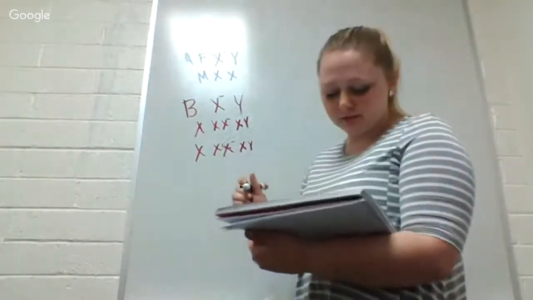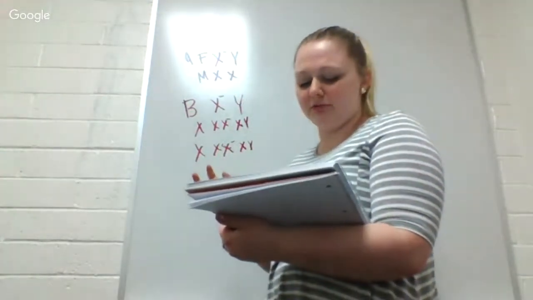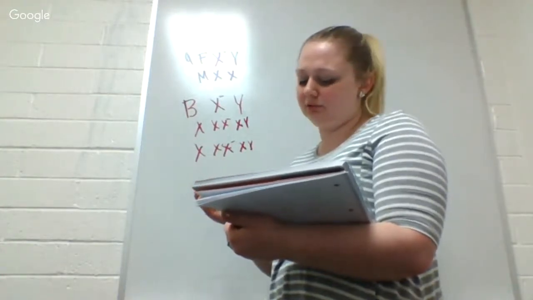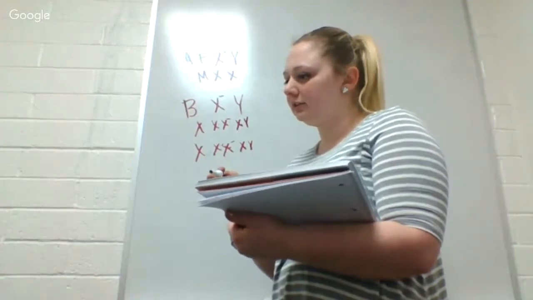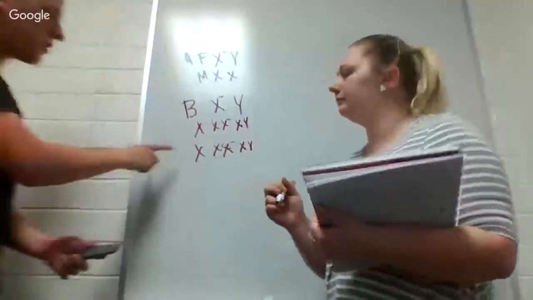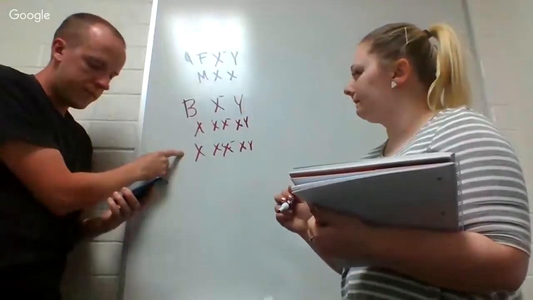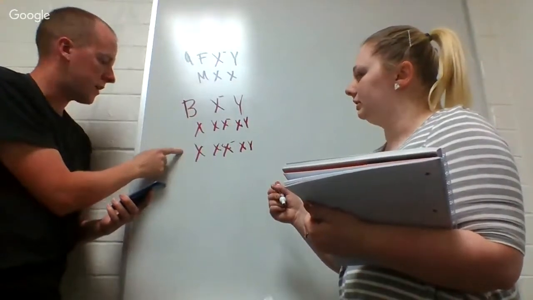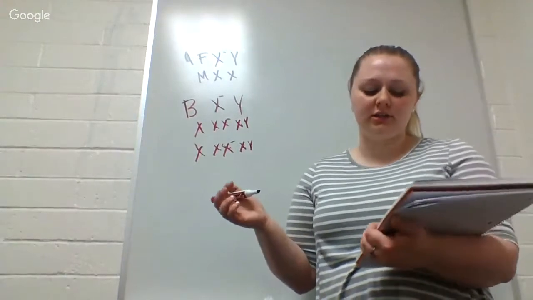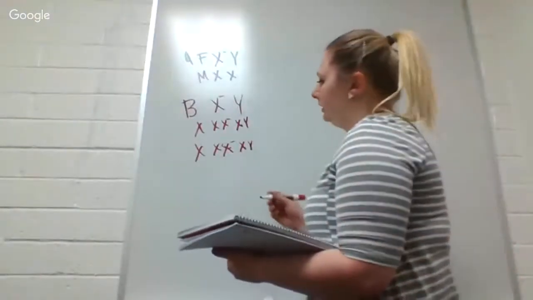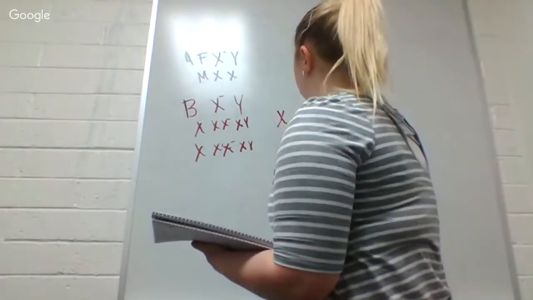With this cross, half of the females will be unaffected, and half of the males will be unaffected. But this is assuming that the mother is homozygous. If we don't assume she is homozygous, and assume she's heterozygous, we're going to get a different cross.